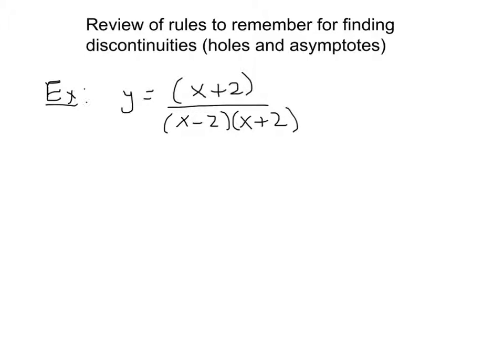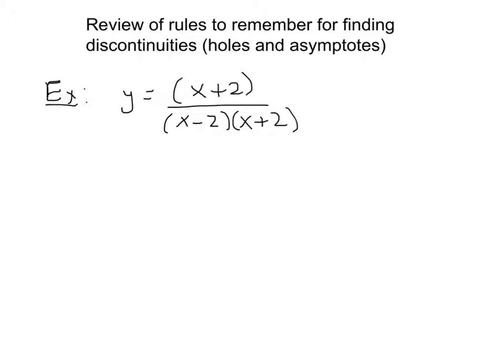Okay, we're going to talk about reviewing the rules for finding discontinuities, holes, and asymptotes in a rational function. So here's an example of a rational function, y equals the quantity x plus 2 over the quantity x plus 2 times x minus 2, which we also could have written as x squared minus 4. If we saw it as x squared minus 4, the first step we would want to do is factor it, which is what I've done here.